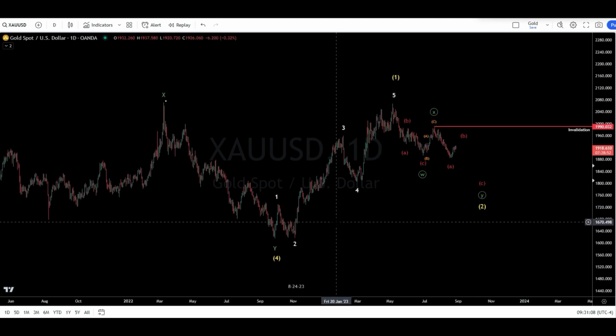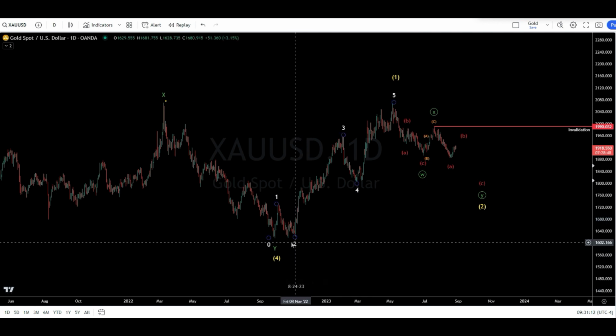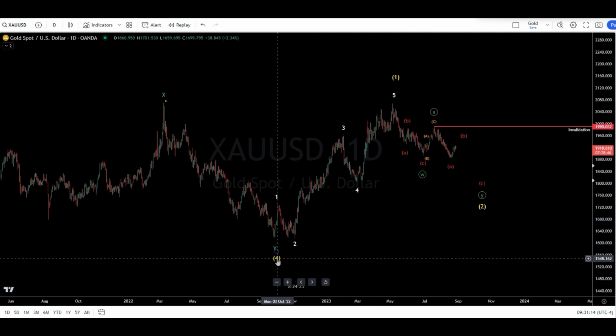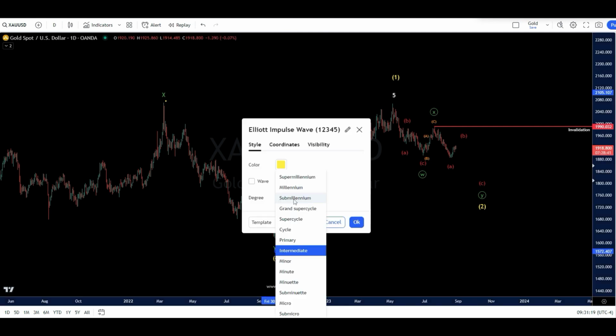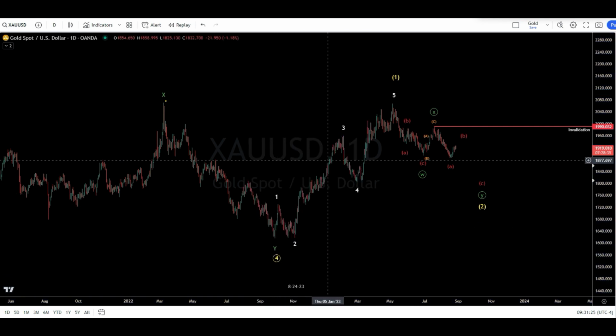I've been watching this for a while. I have this labeled as a larger degree wave 4. Actually, that should be 1 degree up. I don't know why I have that like this. There we go. 5 waves up, and then you got a zigzag down.